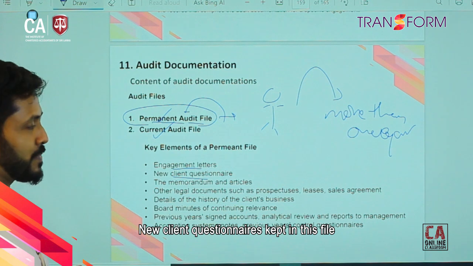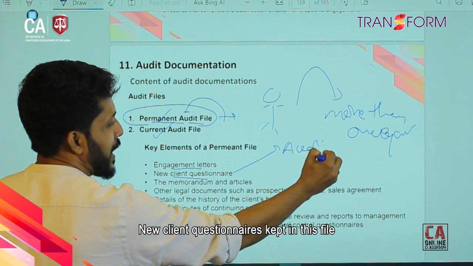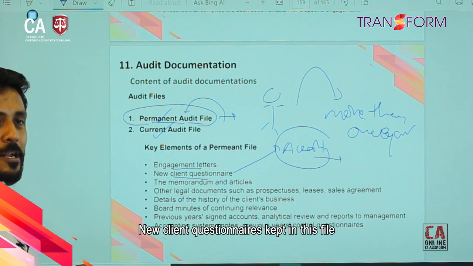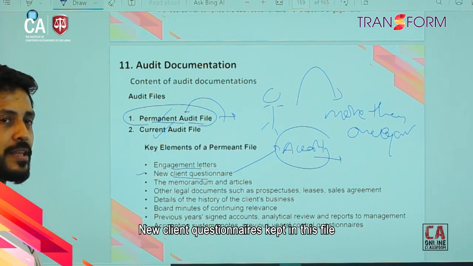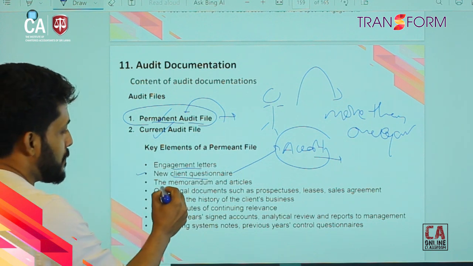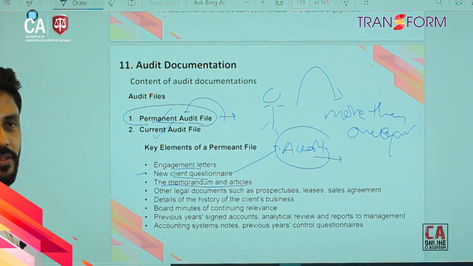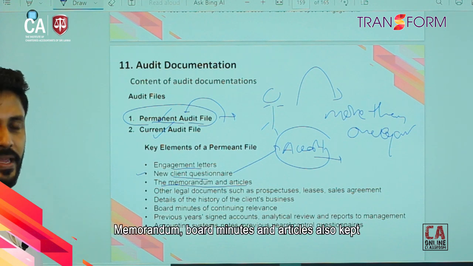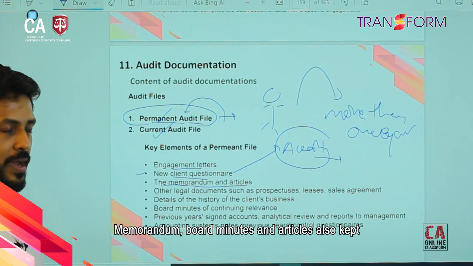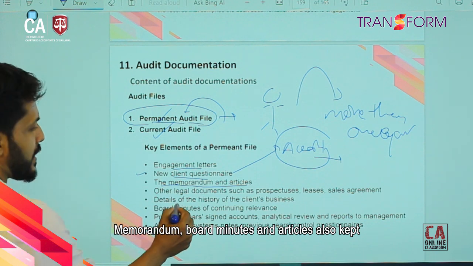New client questionnaire. At the point of you accepting a client, we complete a questionnaire to evaluate independence, whether we are accepting the client or not. Through this questionnaire, the answer should be documented clearly in the permanent file, and then the memorandum and the articles and the basic information about the company: incorporation certificate and structure of the company, board of directors, company profiles. Then those things can be documented.